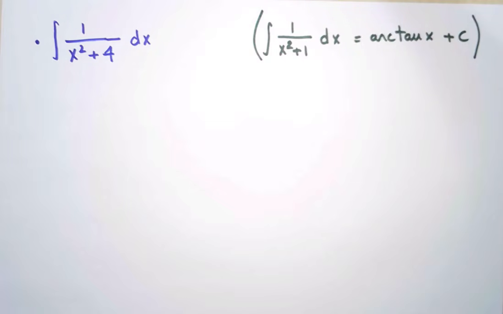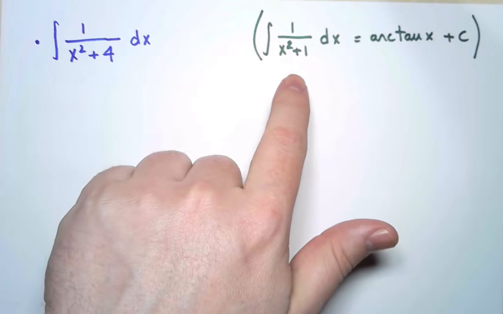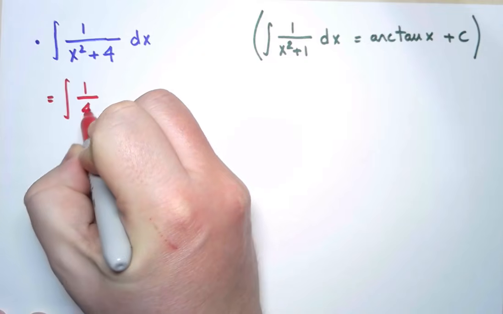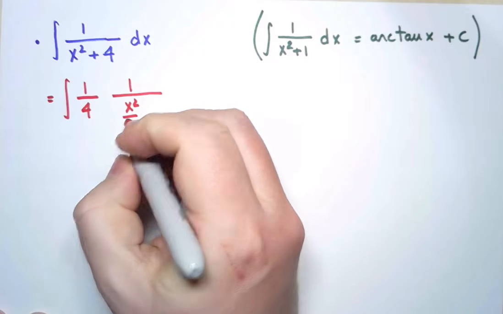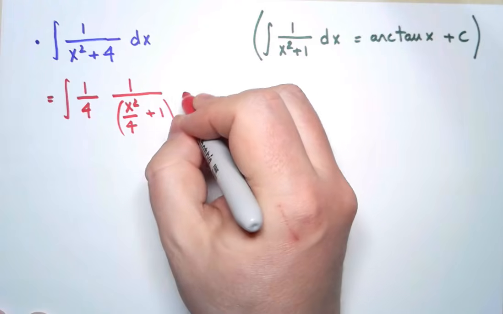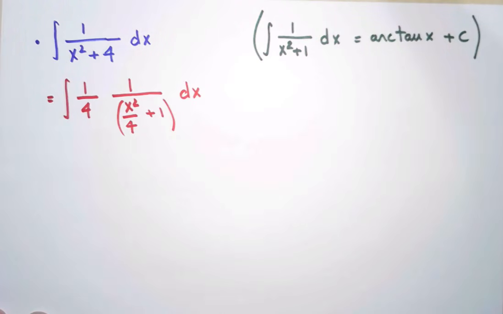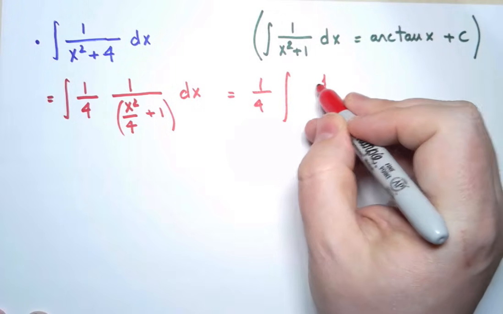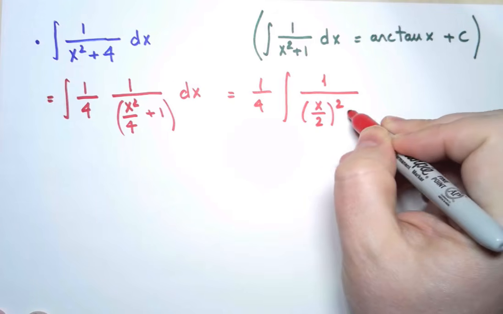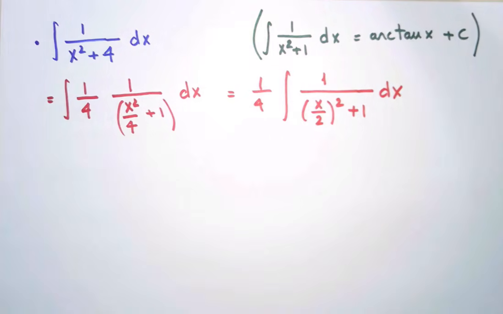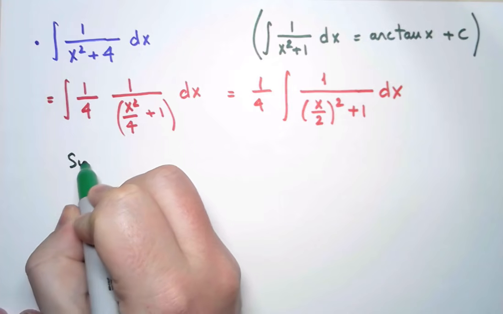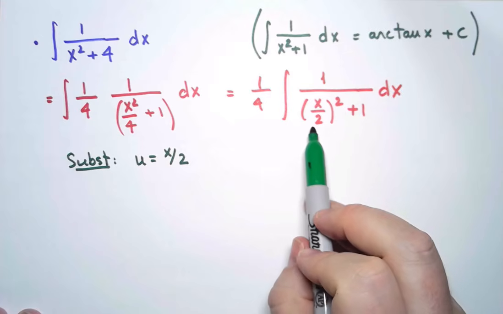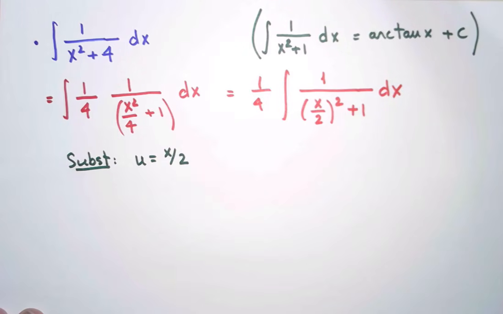So because of that, what I'm going to try is to rewrite this one so that it looks like this one. So instead of a 4, I want to have a 1. And I can do that by factoring a 4 from the denominator. And this is going to suggest a substitution. If you don't see it yet, let me first group the x squared over 4 as x over 2 squared plus 1. And now that I have it this way, I think I'm going to take the substitution u equals x over 2, because that will make this the variable, and then this antiderivative is exactly equal to the one I already know how to do.